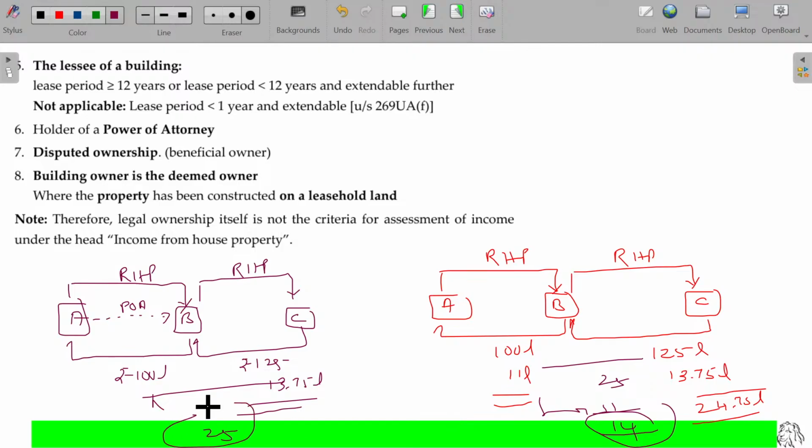If I get the power of attorney, then the power of attorney holder will be the deemed owner. Clear? In this case, the holder of that power of attorney is the deemed owner. What happens, sir, in case of disputed ownership? Already we have studied, if there is a dispute, whoever is currently owning and enjoying the benefit is the owner. And the building owner is the deemed owner. Already explained in the very first class itself.